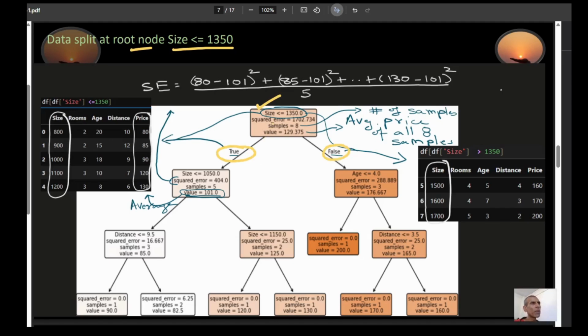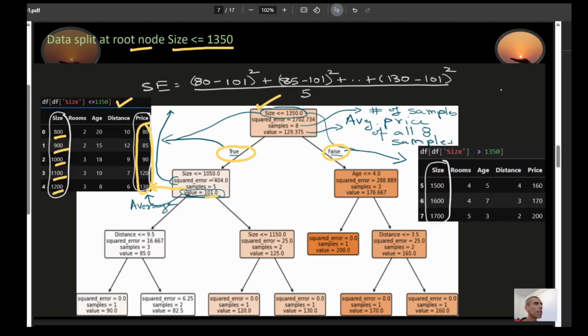So the set of data points where your size is less than 1350 would be this right here. You can see that size is 800, 900, 1000, 1100 and 1200. Now in this particular instance, you can see that the number of samples is 5. 1, 2, 3, 4, 5. This is what this refers to, the number of samples. And then you have the average, that's this value 101. That would refer to the average price of this one. So you're basically taking the average price of all these data and that'll give you 101.